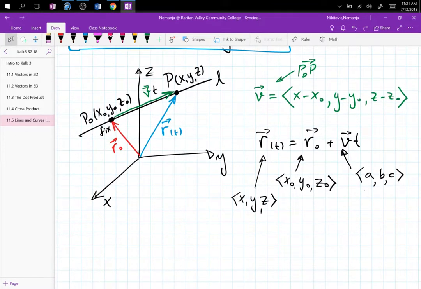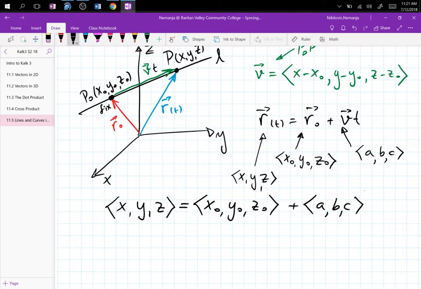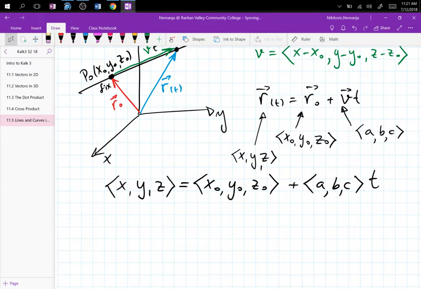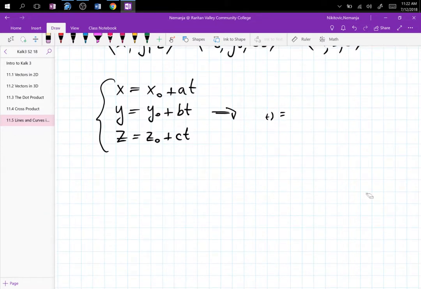So now, if I plug these in, I have that the equation r, x, y, z is equal to x0, y0, z0 plus vector ABC, that's your slope, like the direction vector, times t, parameter in time. And now, I just write equation for x, which is x0 plus at, equation for y, y0 plus bt, and equation for z, z0 plus ct. Yay, parametric set, right? From where?